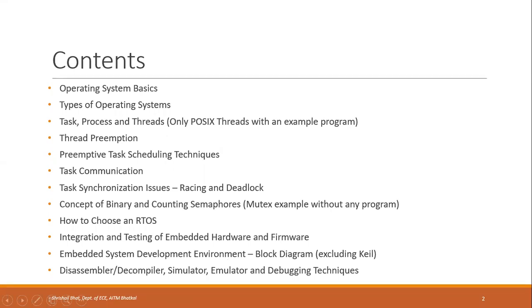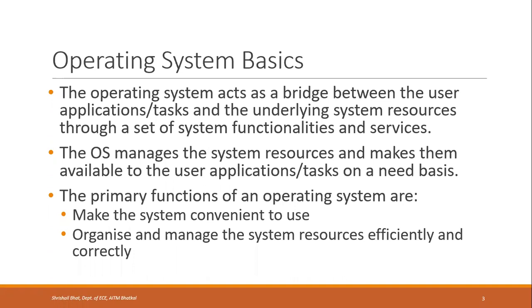The first one we have is operating system basics. You have studied a separate subject, operating system. The operating system acts as a bridge between the user applications or tasks and the underlying system resources through a set of system functionalities and services. As we already know, the operating system is a software on which the other application software are installed. It manages the system resources, including the memory, the CPU, that is the processor, and other things, and makes them available to the user applications or tasks on a need basis.